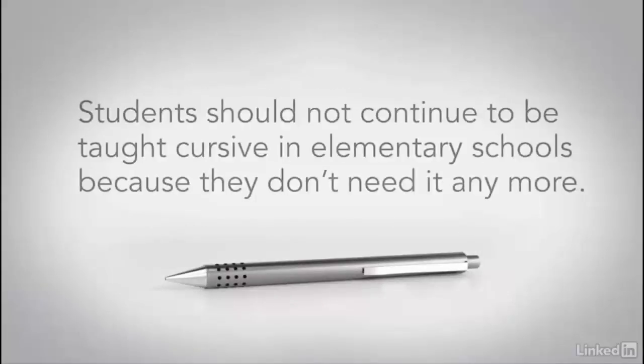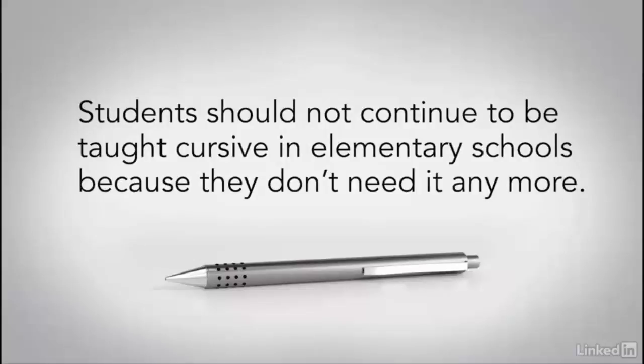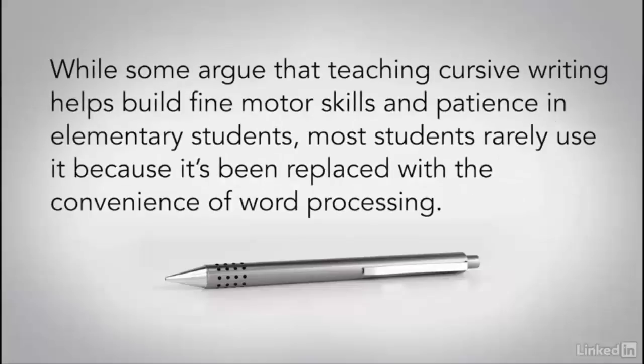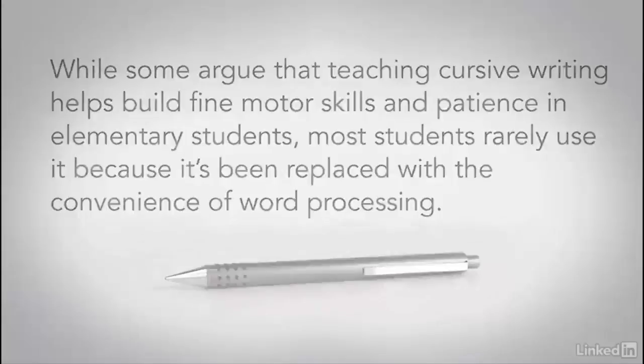If you make the statement, "Students should not continue to be taught cursive in elementary schools because they don't need it anymore," and stop, someone might immediately counter with, "Yes, but it helps young students build their motor skills and teaches them patience as they finally conquer making those swirls and loops." Rather than giving the reader the chance to say, "Yes, but," present and counter that opposition. You could write, "While some argue that teaching cursive writing helps build fine motor skills and patience in elementary students, most students rarely use it because it's been replaced with the convenience of word processing."